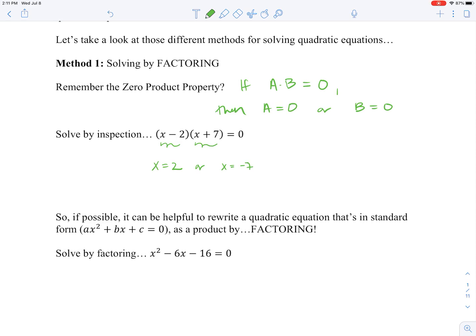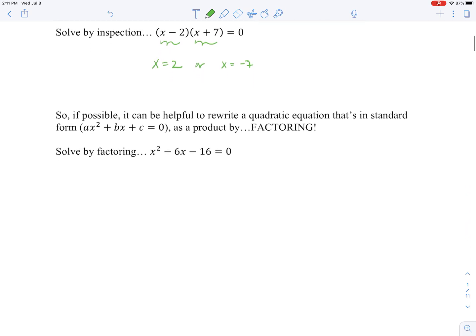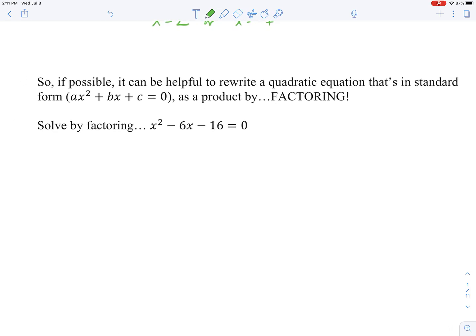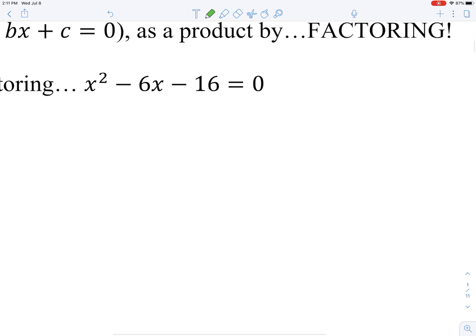Okay, now the thing about factoring, it's not foolproof. It does not work for every single quadratic equation. It's really efficient and it can be fast, but if it's not, you might want to use other methods for solving a quadratic equation, which we'll talk about.